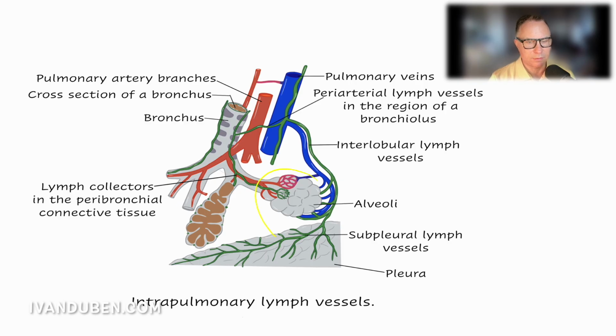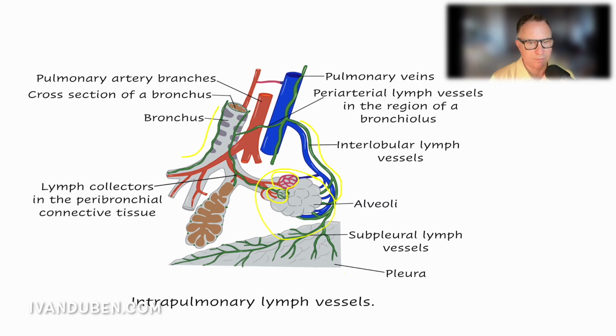Here's the alveoli, one in particular. Now you can see the interlobular lymph vessels here following along the pulmonary veins. You can also see the lymph vessels accompanying the bronchus. You can also see to the first third of the compartment of the alveoli, there is lymphatic structure here adjacent to the vascular arterial component or capillary component.